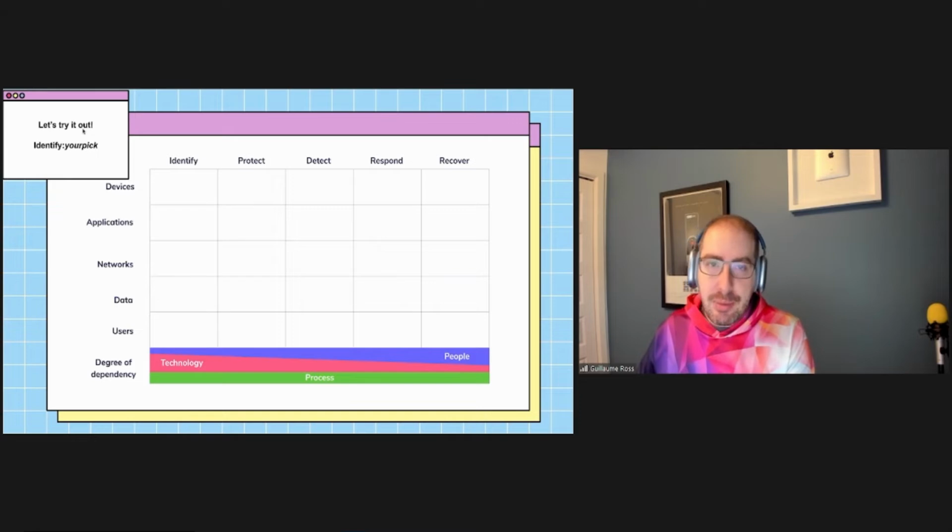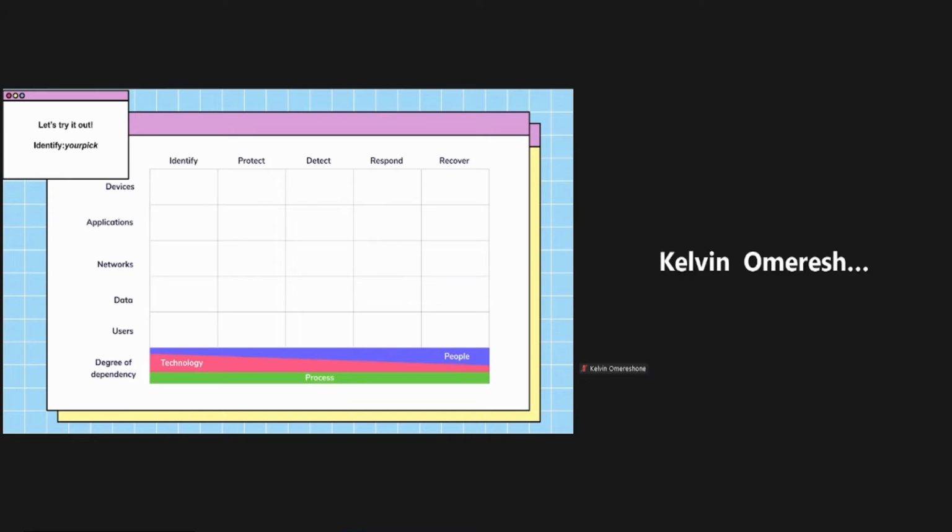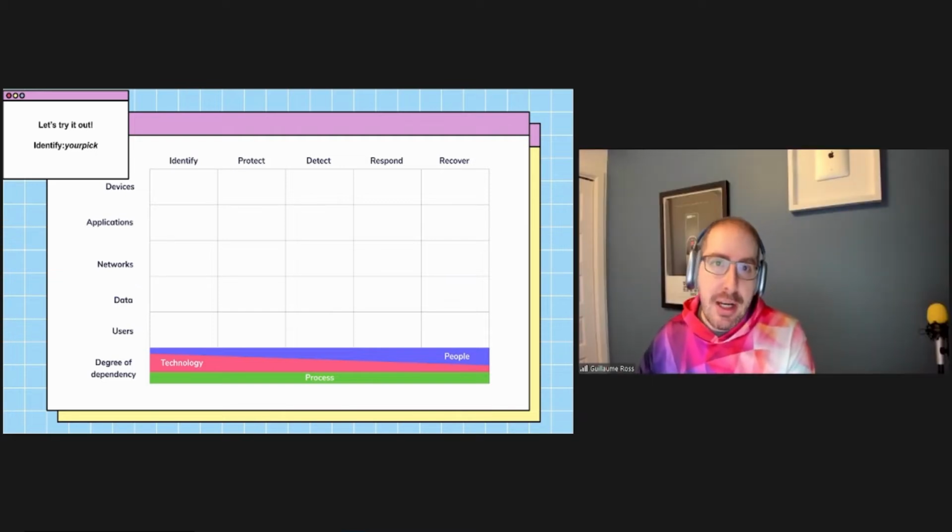So let's try it out with either products that you know of, or product categories if you don't want to name a specific vendor, and let's see where it fits. So does anyone have an example of a vendor or a product that you would like to map?